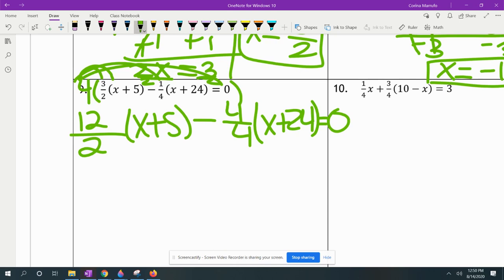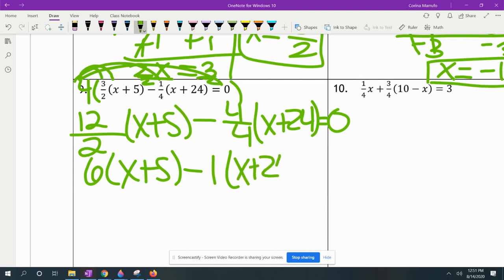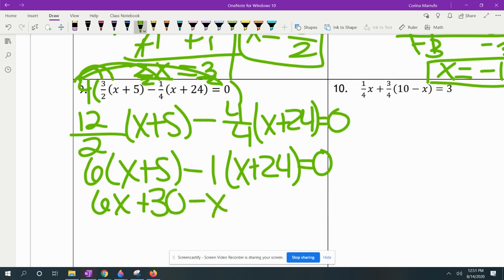So here we have 12 divided by 2 is going to give us 6 times x plus 5. And then 4 divided by 4 is going to give us negative 1 times x plus 24. And then this is equal to 0. So then we start solving for x. So 6 times x is 6x. 6 times 5 is 30. Minus x minus 24 equals 0.